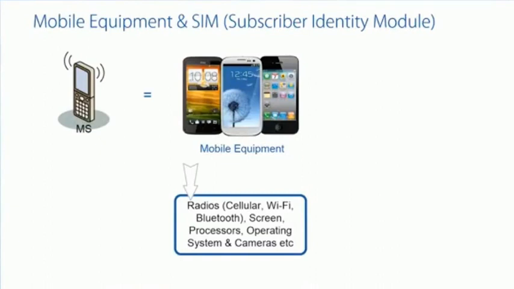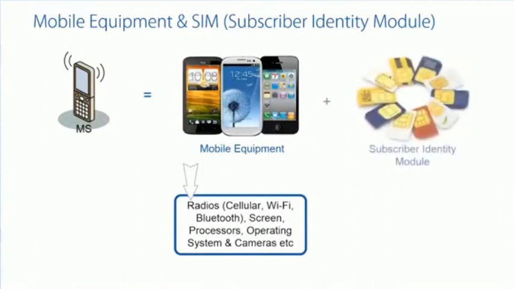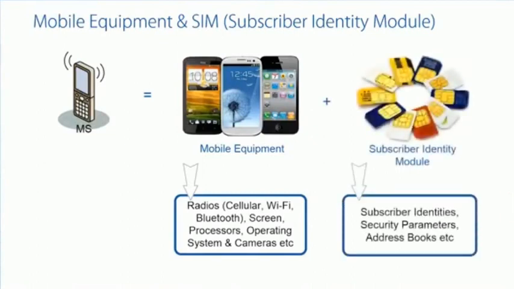The second element then of the mobile station is the SIM card, or the subscriber identity module, and it's this which makes the phone yours. Here we can see that it contains various information elements, security parameters, various subscriber identities, and also potentially personal information such as address books. In the future, it may also include credit card information or possibly e-tickets.